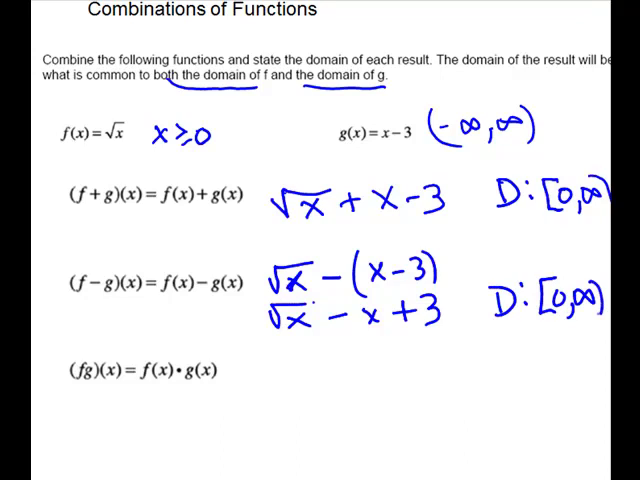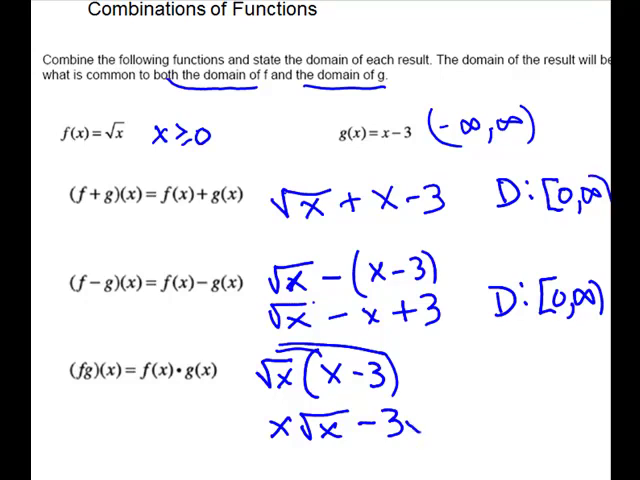Right, and multiply them. So I have square root of x times x minus 3. So I will have to distribute. This will stay outside the radical. So I have x times square root of x, and I have minus 3 times square root of x. And there's nothing else you can do there. If you tried to put it together more, it would just get you back here. And its domain is also the same, 0 to infinity.